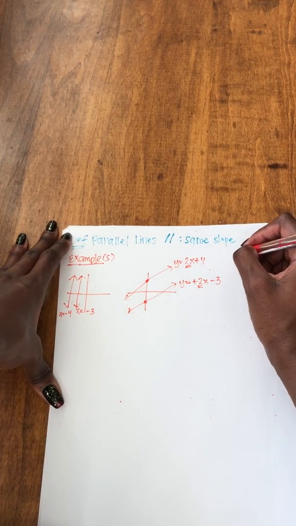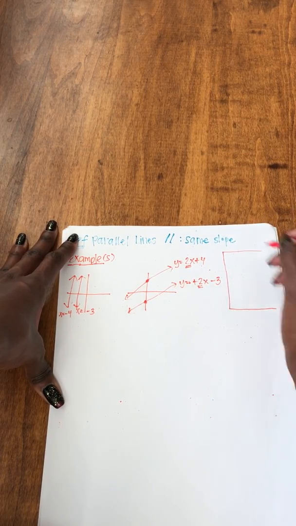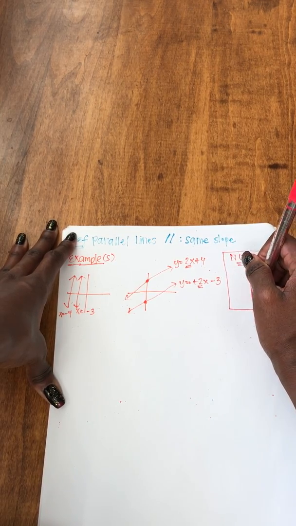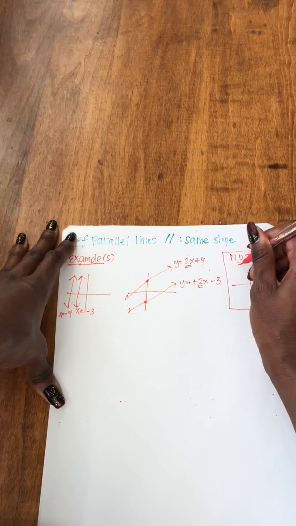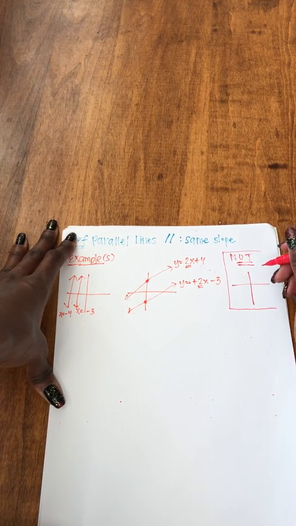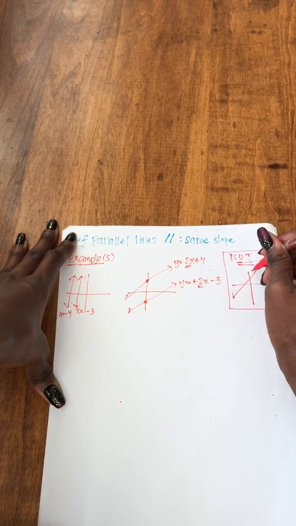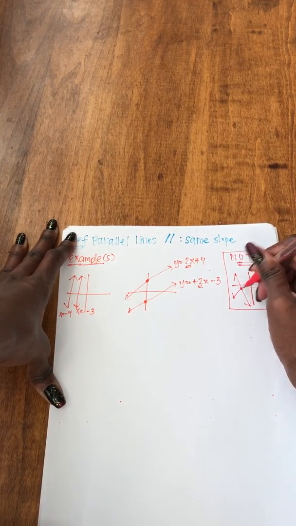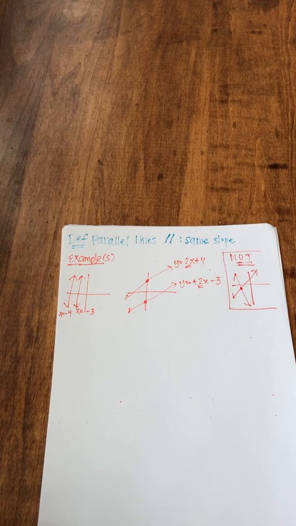A not example would be something where the graphs actually intersect. So say you had this graph, and then you had one like this. Because at some point in time they intersect, that means that they are not going to have the same slope, which means they're not parallel lines. Cool.